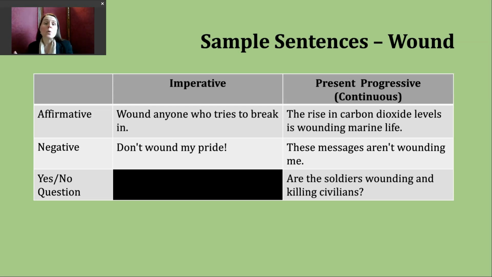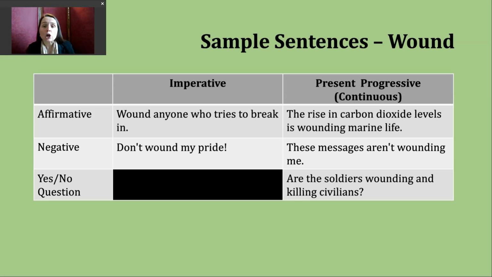Okay? Now, for negative imperative sentences, we're telling someone not to do a particular action. Okay? You can see that here with don't wound my pride, right? So this is that second definition, talking about my feelings. Don't hurt my feelings, right? That is sort of what's being conveyed there. So to make a negative imperative, you can use do not and then the base verb, or you can say don't, like I did in my example.